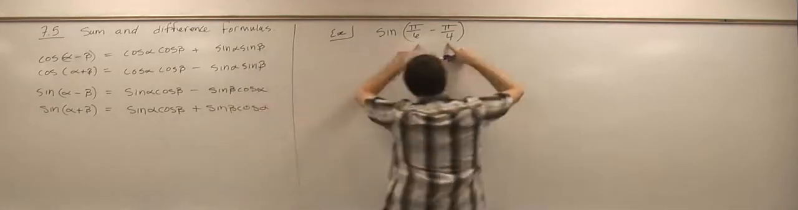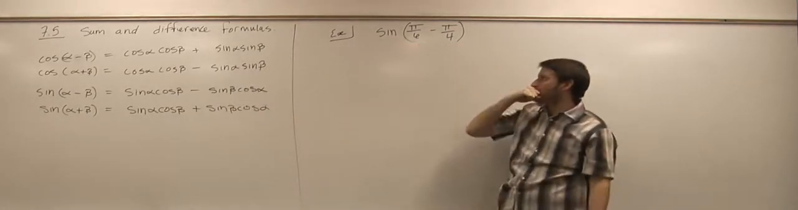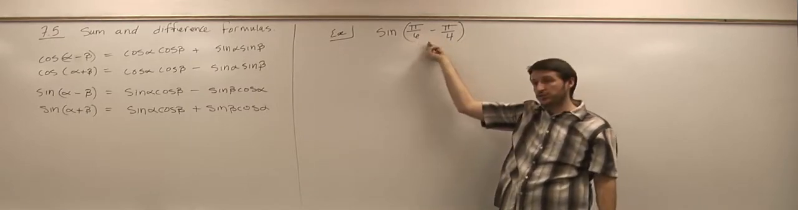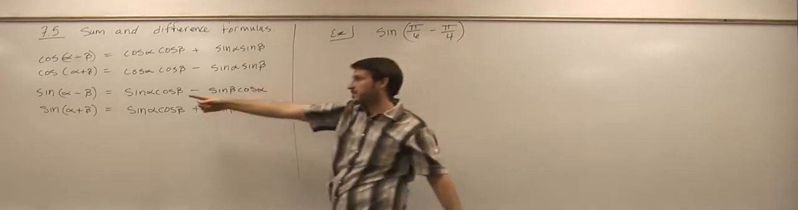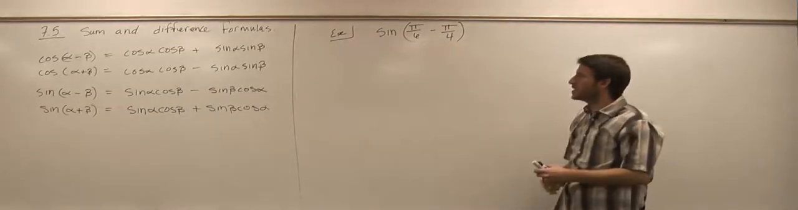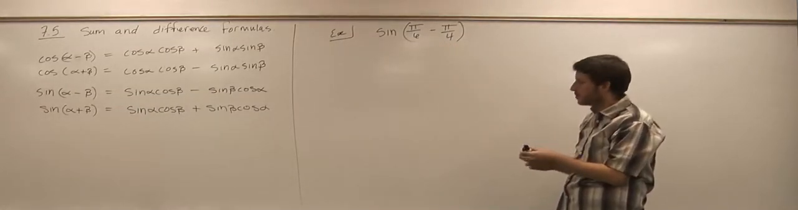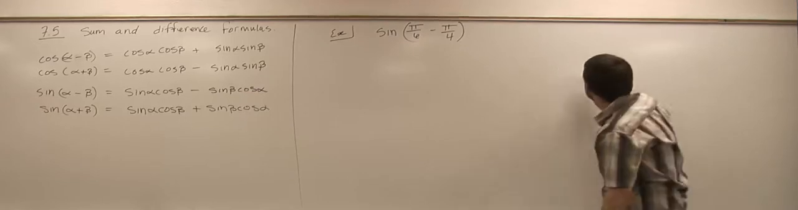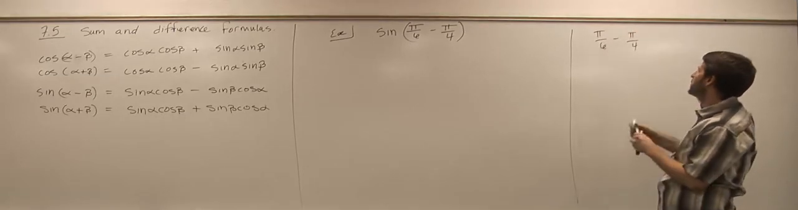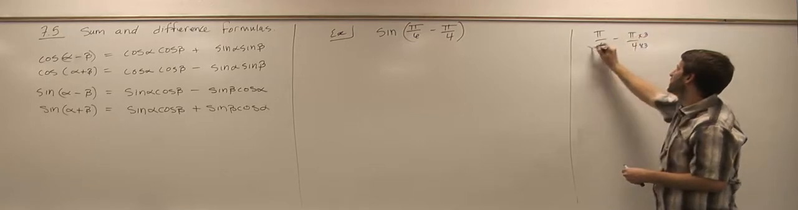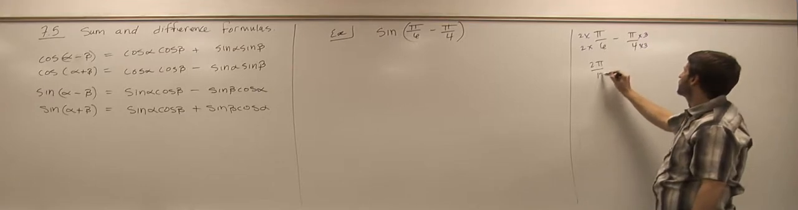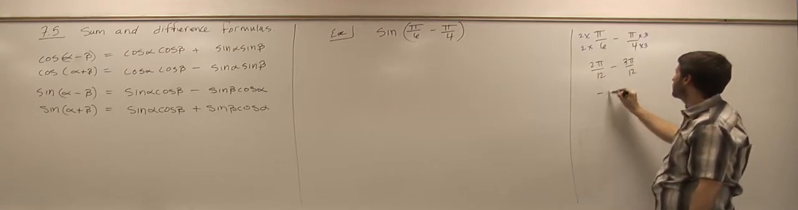So sine of pi over 6 minus pi over 4, if you want to simplify this, there's kind of two ways to go. You can either actually subtract these angles, or you can apply this formula here. What happens if you actually subtract these angles? What is pi over 6 minus pi over 4? Yeah, so if you do pi over 6 minus pi over 4, you get a common denominator, times 3, times 2. So 2 pi over 12 minus 3 pi over 12, negative pi over 12.